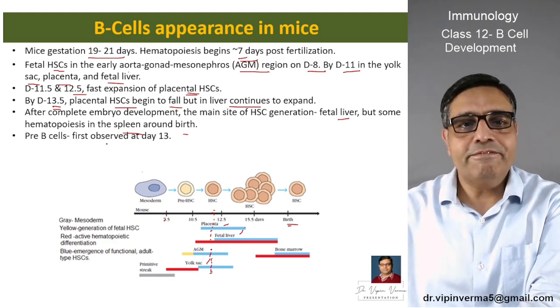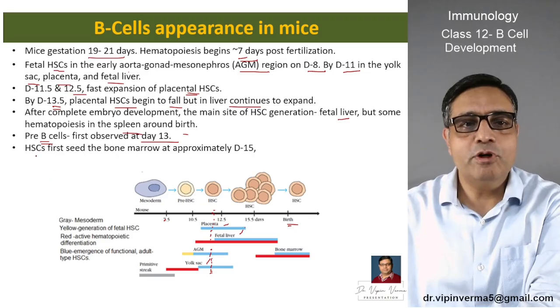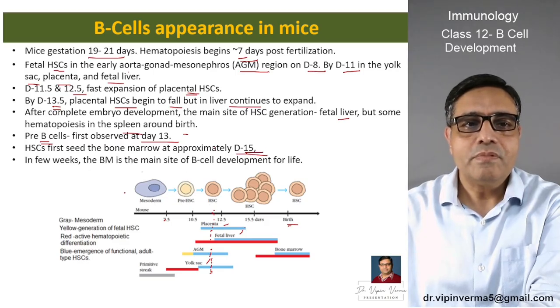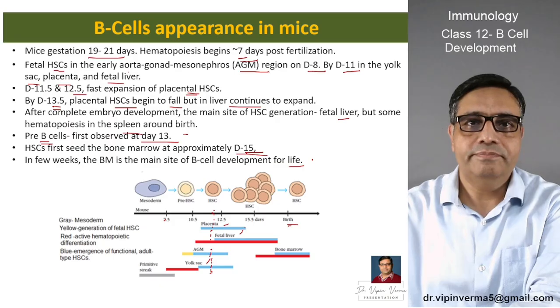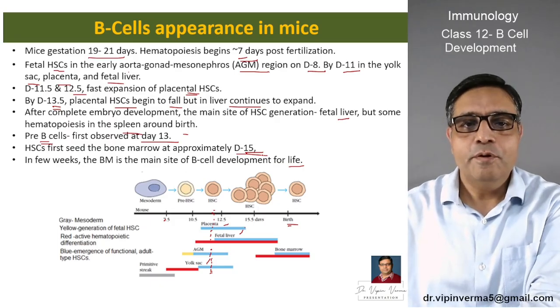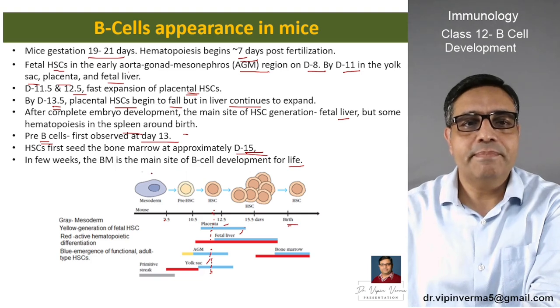Pre-B cells are first observed at day 13. So if you can see the pre-B cells, they are first observed at day 13, and hematopoietic stem cells first seed the bone marrow at approximately day 15. Okay. In a few weeks, the bone marrow is the main site of B cell development for life. After a few weeks, it is the bone marrow which becomes the main site of B cell development.